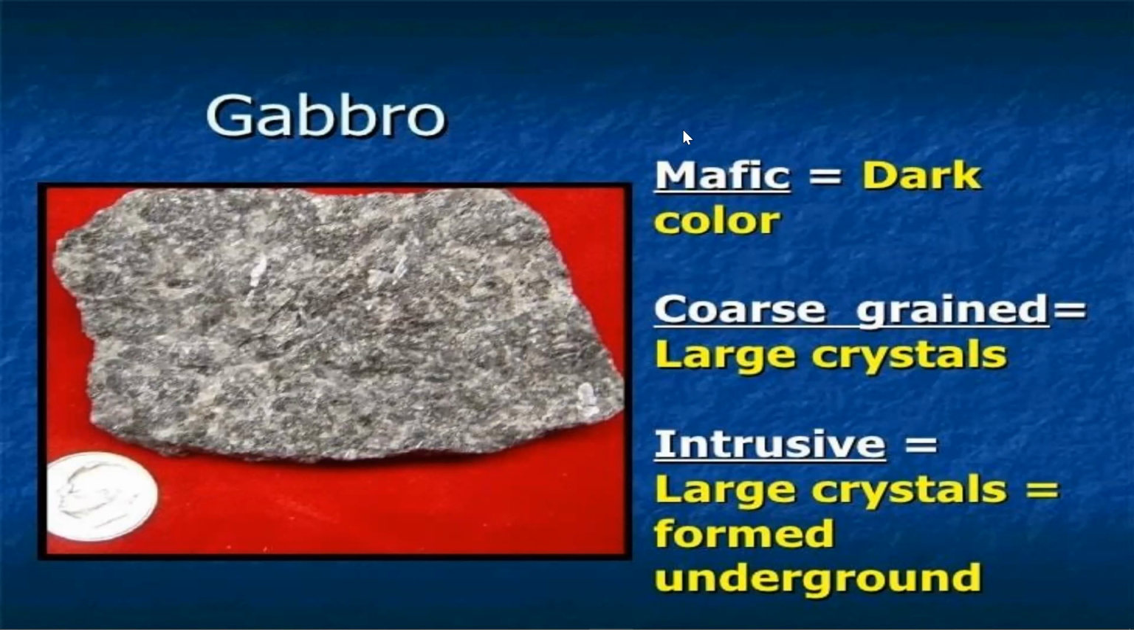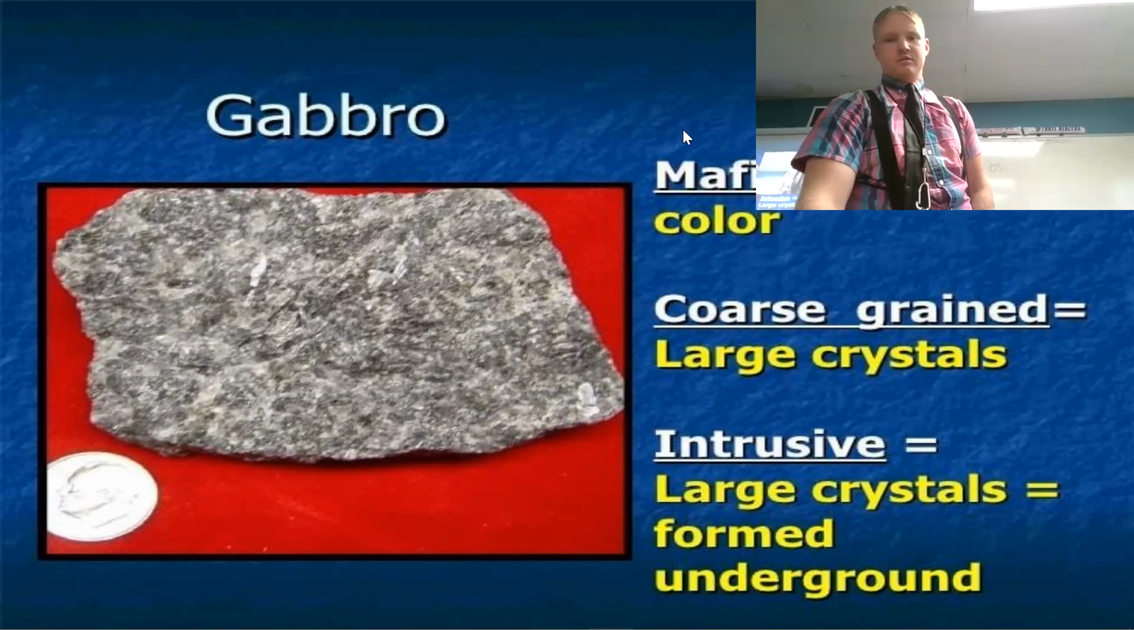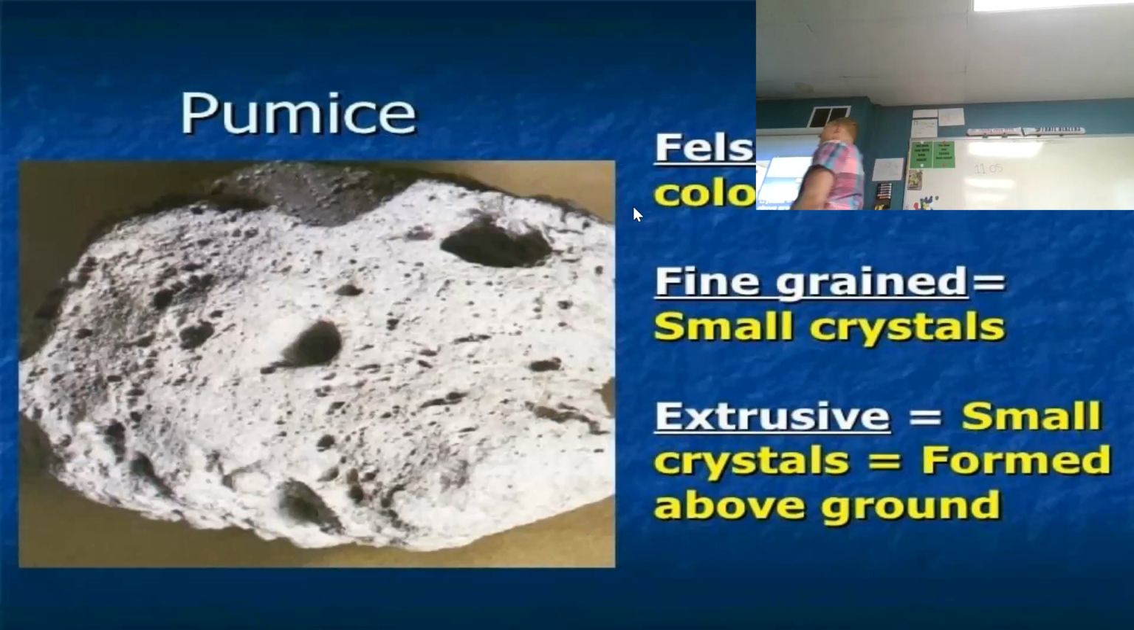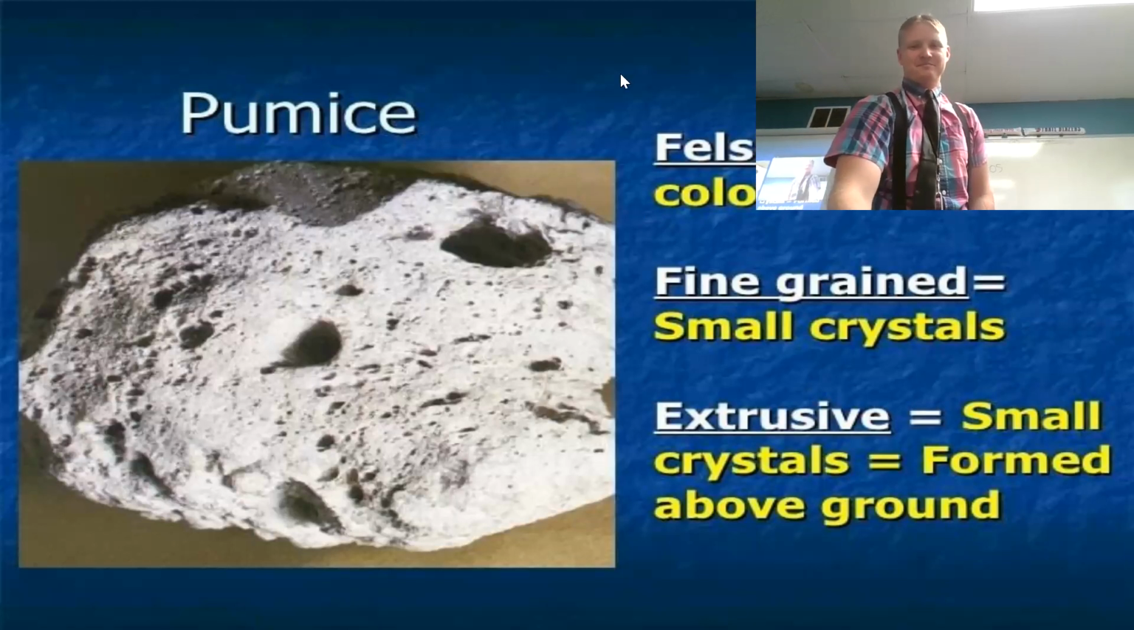All right, let's go to the next picture. Yeah, you got two. So as we can all see, it is light color. If it's light color, that means it's felsic. And then what type of texture do we have here, Aries? I see large crystals there, so I think it's going to be coarse. Yep, it is going to be coarse.